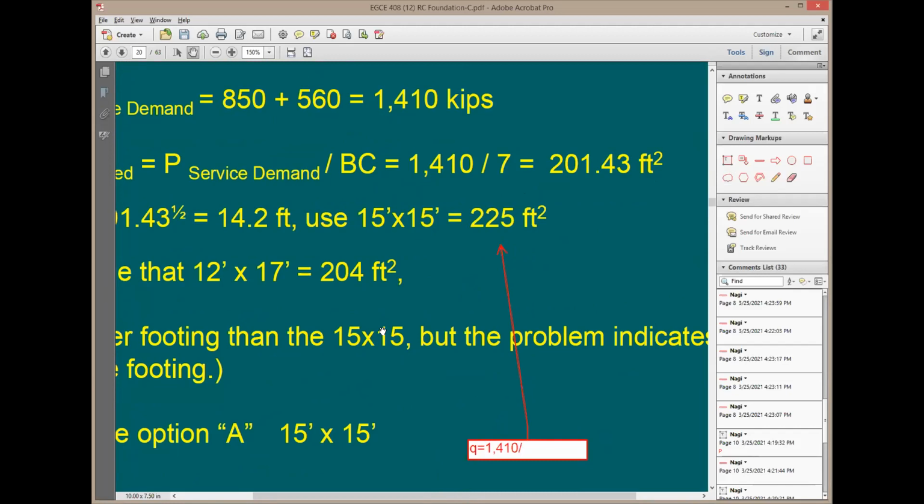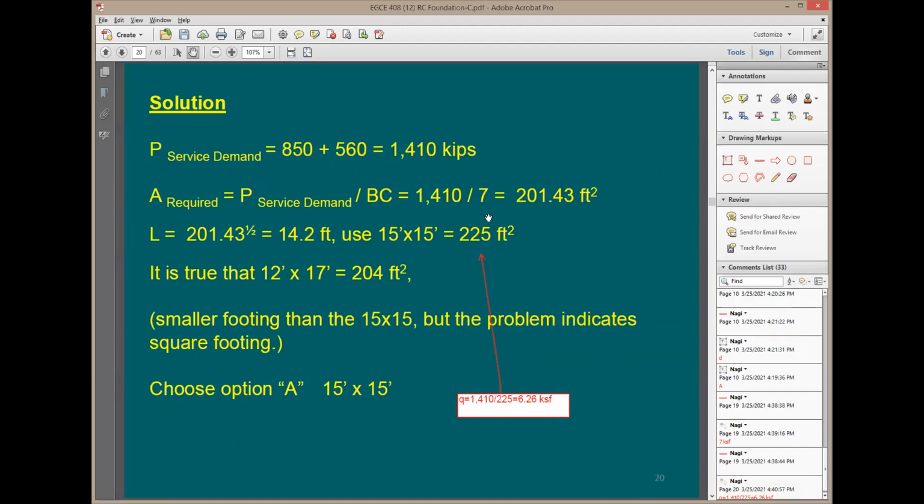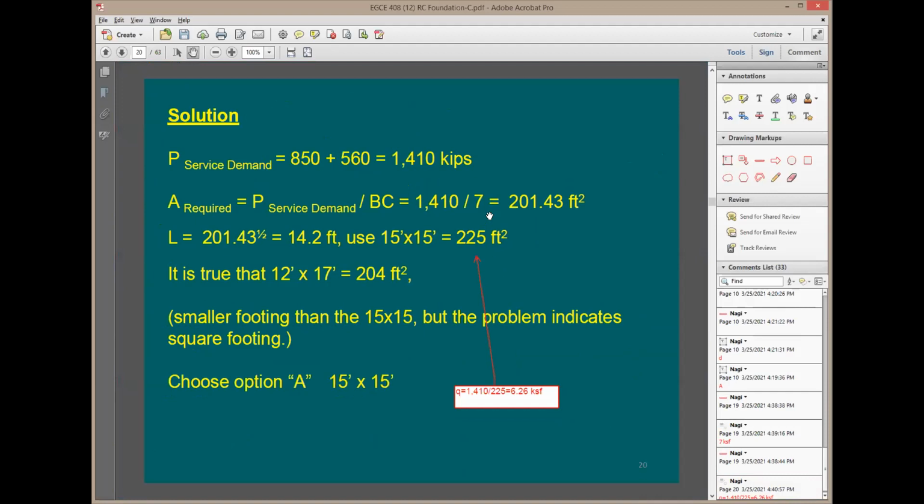How much is the actual contact area? 1410. 2 to 5? Sorry. 2 to 5? Yeah, 225. Okay. How much is this pressure now? 6.26 KSF, kip per square foot, right? Is this lower than 7 KSF, which is allowable? You're going to say yes, I have good room. Good, my design is good. Are we good? Questions?